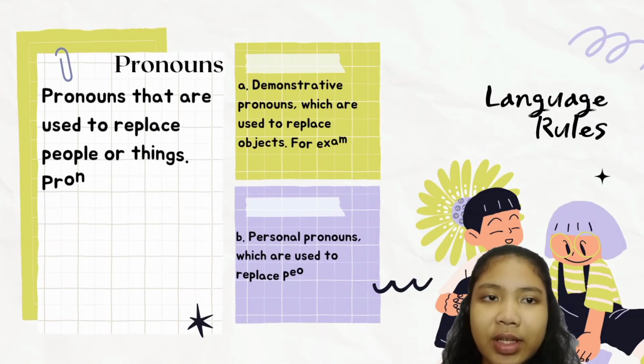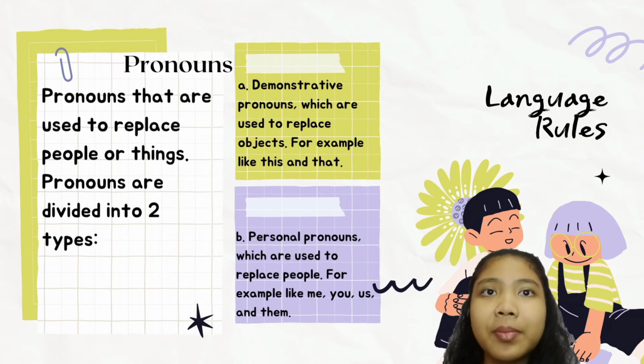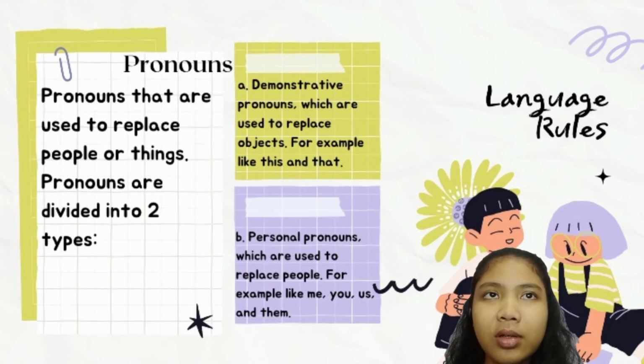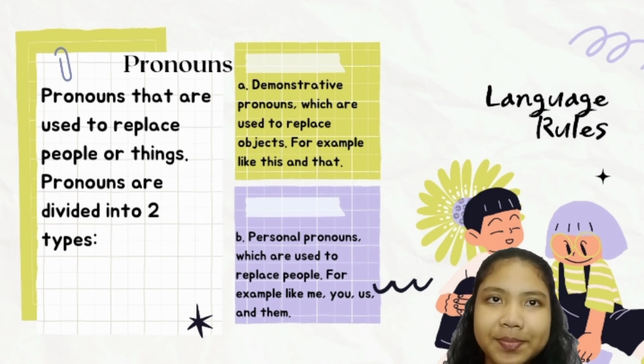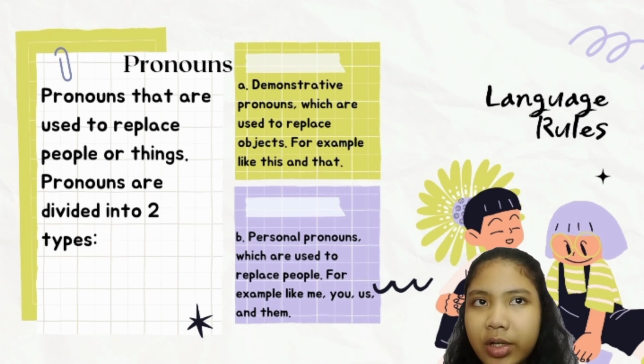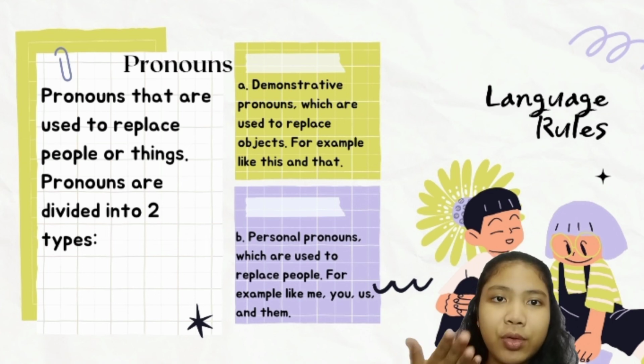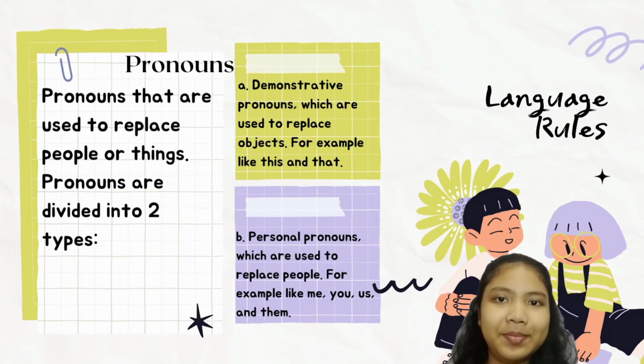The last linguistic rule, there are pronouns that are used to replace people or things. Pronouns are divided into two types. First, demonstrative pronouns, which are used to replace objects, for example, like this and that. And there are personal pronouns, which are used to replace people, for example, like me, you, us, and them.